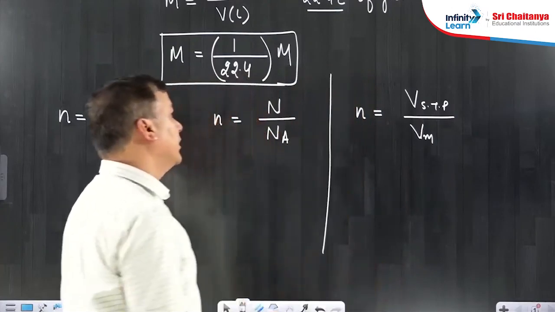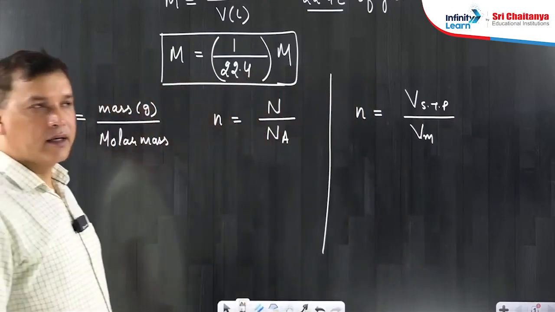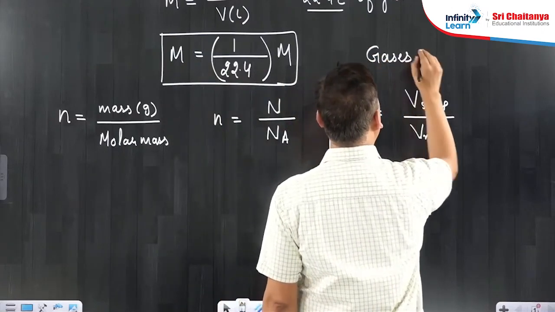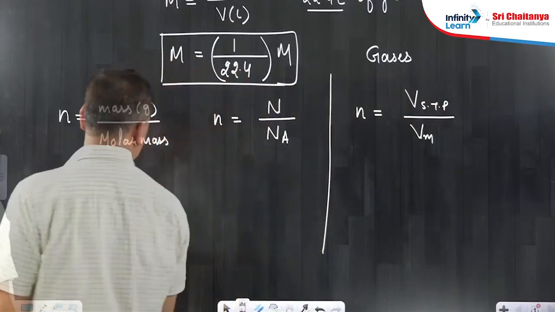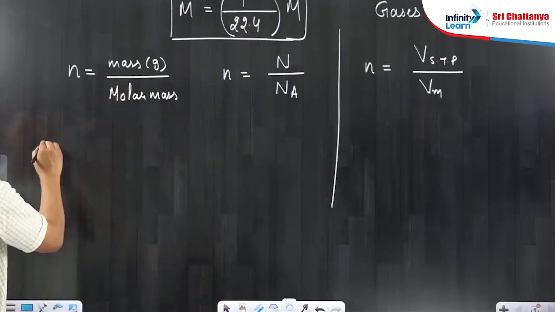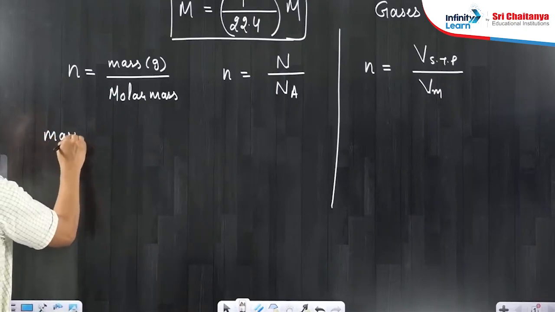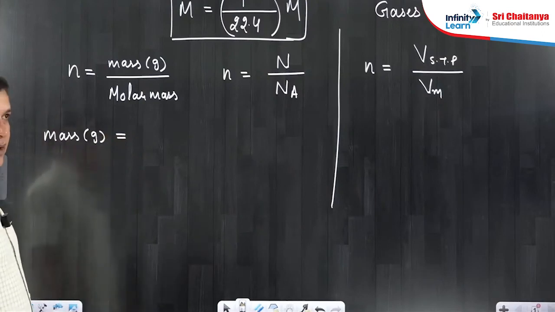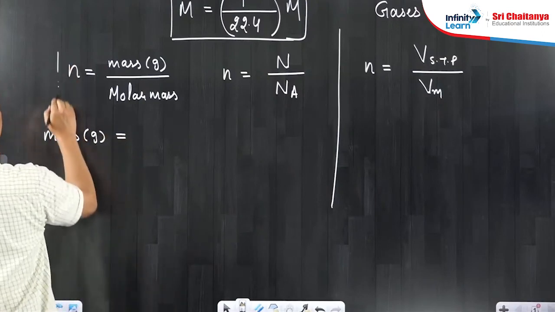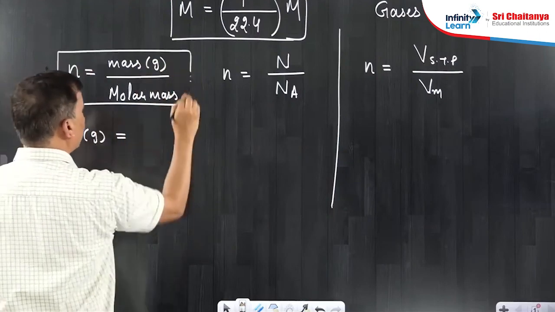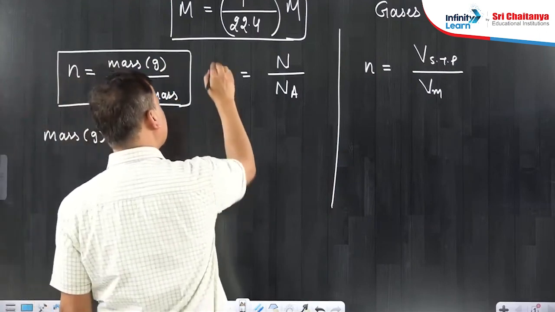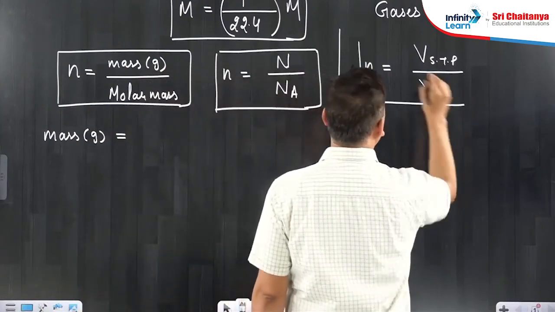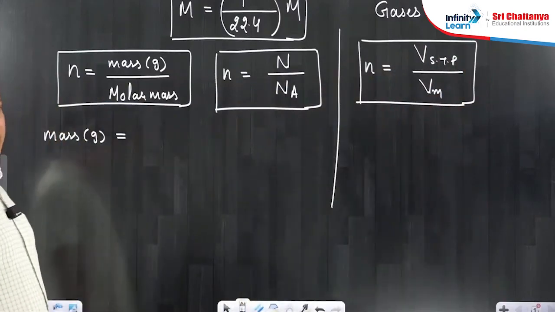But it is to be remembered that it is applicable only for gases. This is applicable only for which one? On the gases. Now look at here. We can find out mass in grams. That is equal to what? And I'm telling you, these are only three formulas. We can make use of these formulas and we can solve each and every question from the mole concept. These are only the three formulas.